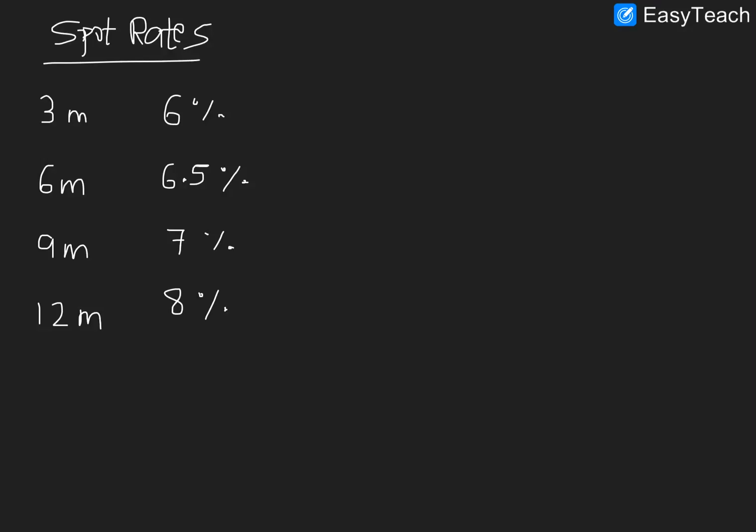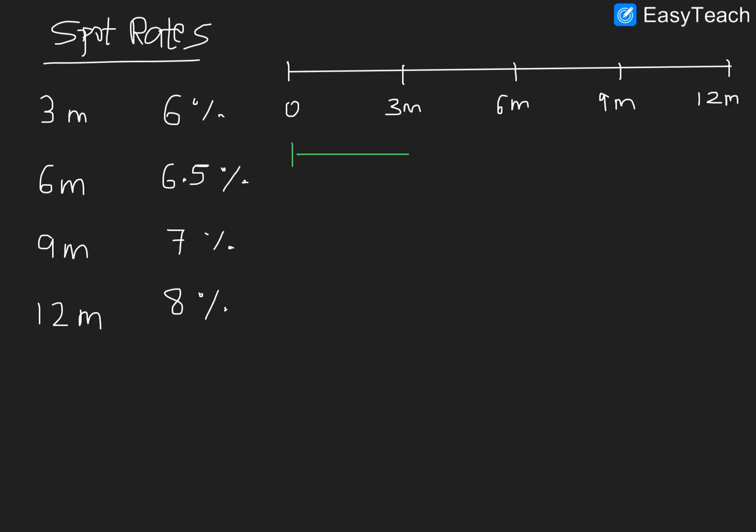Here, if I just draw a chart for our better understanding, we can say that if I consider this timeline, over here we are at 0, then 3 months, 6 months, 9 months and 12 months. So basically, when you take a loan from 0 to 3 months, the rate of interest is 6%. When you take a loan from today till 6 months, or when you make a deposit from today till 6 months, the rate of interest is 6.5%.